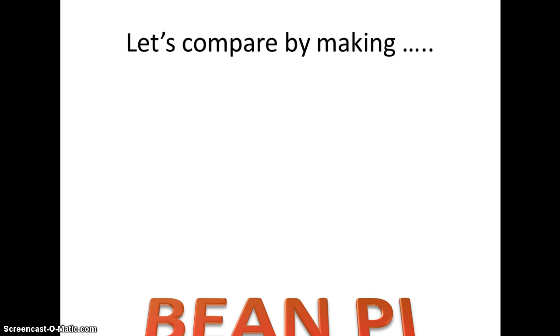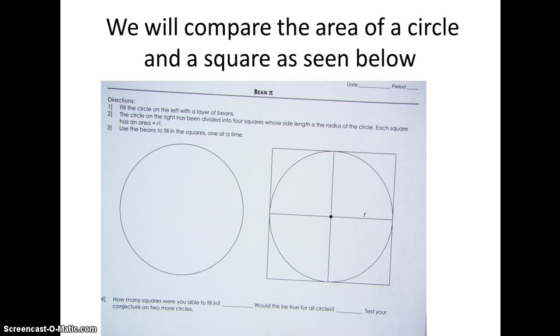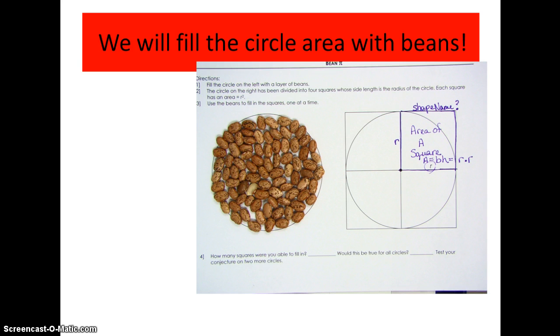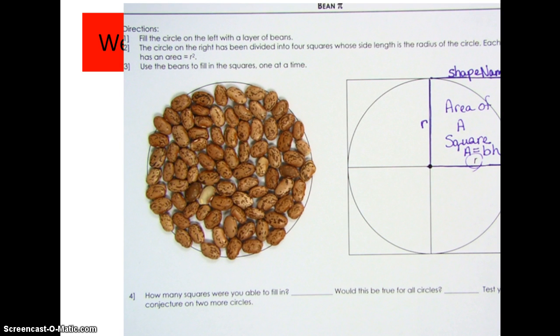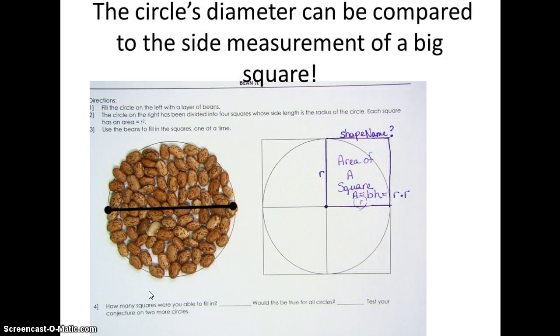So, to further this example, we're going to compare by making bean pie. All right, so we have a circle on the left and a square on the right that has that same size circle inside of the square. Now we fill the circle area with beans. There's our beans inside of our circle. And we're going to measure the diameter of the circle. It can be compared to the side measurement of a big square. So the side of the big square and the diameter of the circle are the exact same.